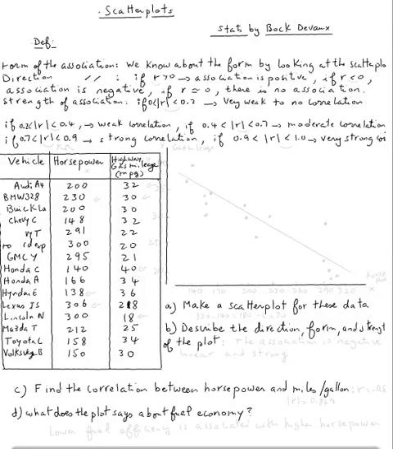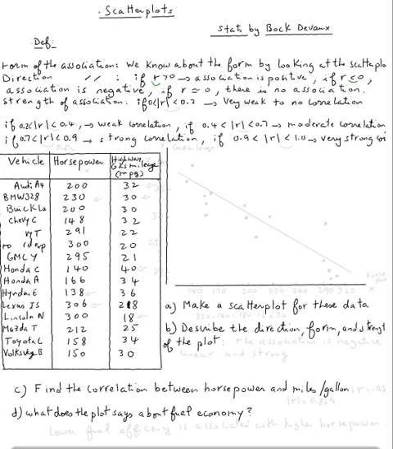The topic is scatter plots. So let's read the definition. To know about the form of the association, we need to look at the scatter plot. In other words, we cannot just look at the correlation coefficient. However, for the direction, you can just look at the correlation coefficient. If it's positive, you know it's positive. If it's negative, then the association is also negative.